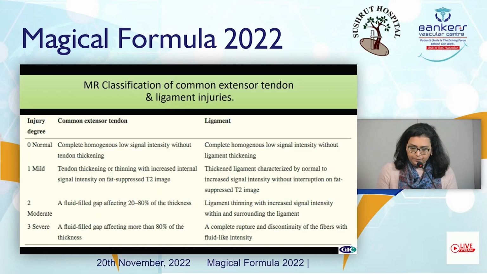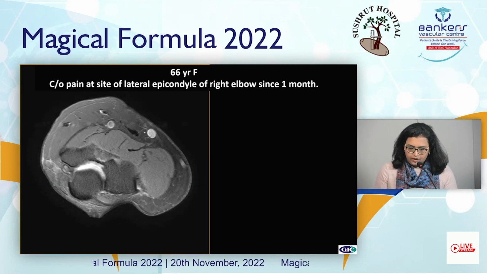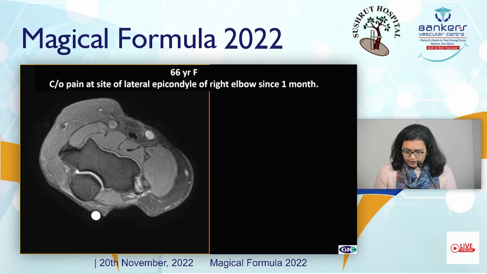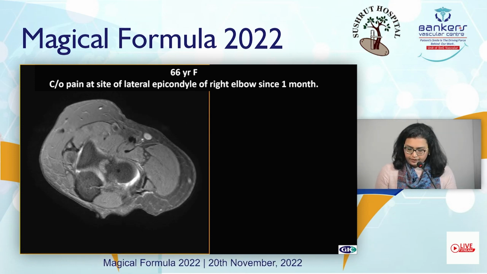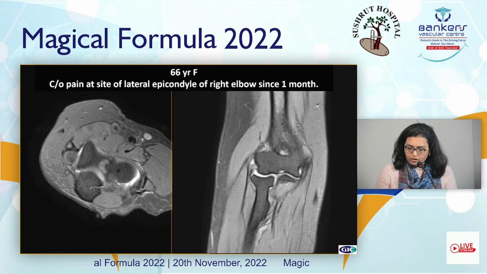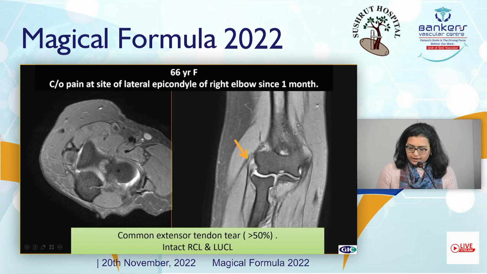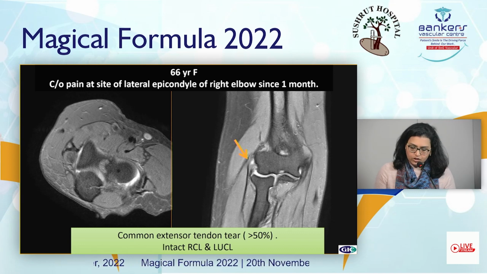The ligaments are normal. There is an MR classification to identify the continuum of findings from tendinosis towards partial thickness tear towards full thickness tear, and that can be identified on MRI. This is another case of a 66-year-old female. Now you can see that there is fluid intensity signal at the common extensor tendon, and that represents a tear. These are the coronal MR images showing greater than 50% thickness of the common extensor tendon tear, with the intact underlying ligaments, though they are showing some amount of thickening and edematous changes due to the stress.